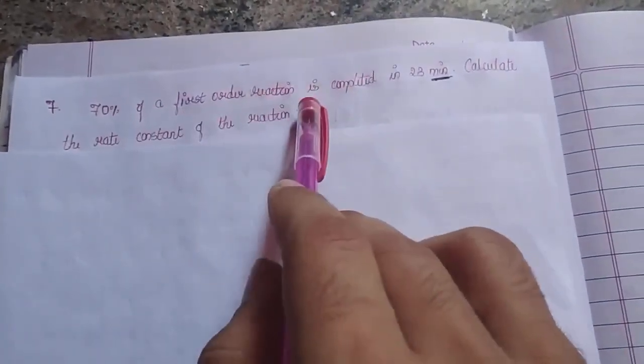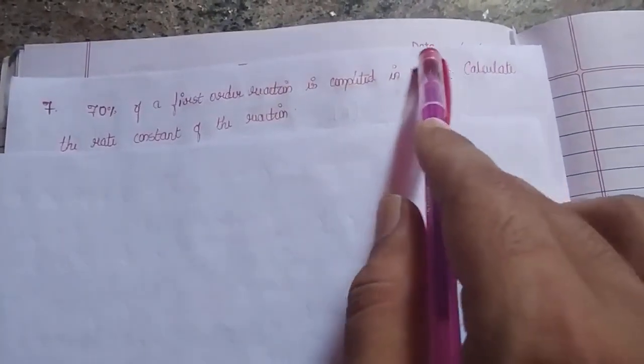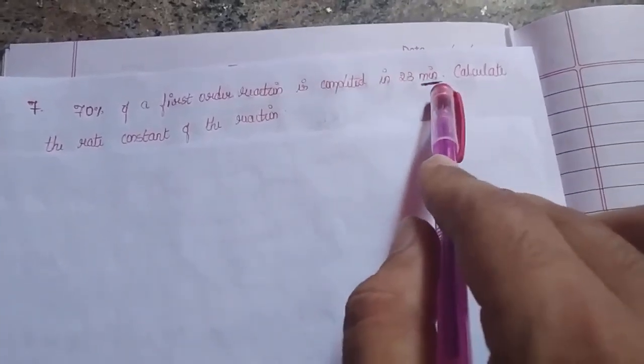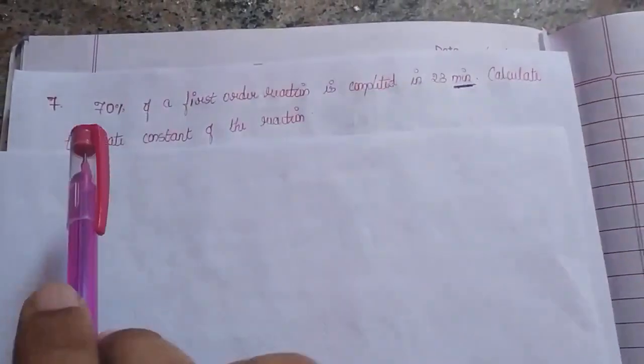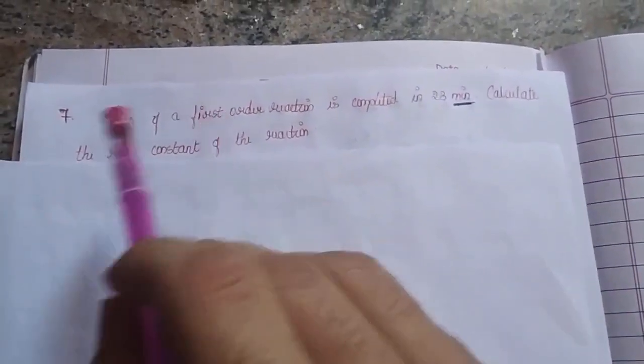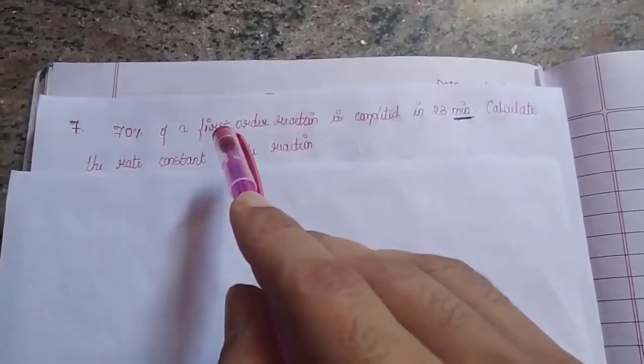70% of a first order reaction is completed in 23 minutes. See, they have given the time in minutes. What they have said: calculate the rate constant of the reaction. Of course, as we have dealt with our previous problem, it is also in the same way, because we have to use the same formula as first order kinetics.